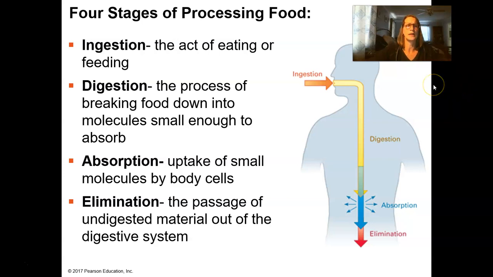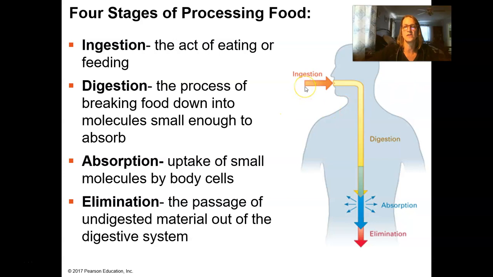The second part is digestion, and this is the process of breaking the food down into smaller parts, ultimately into molecules that are small enough for the animal body to absorb. Absorption is the uptake of the small molecules by the body cells so that the body can use it. And elimination is getting rid of the undigested material out of the digestive system.